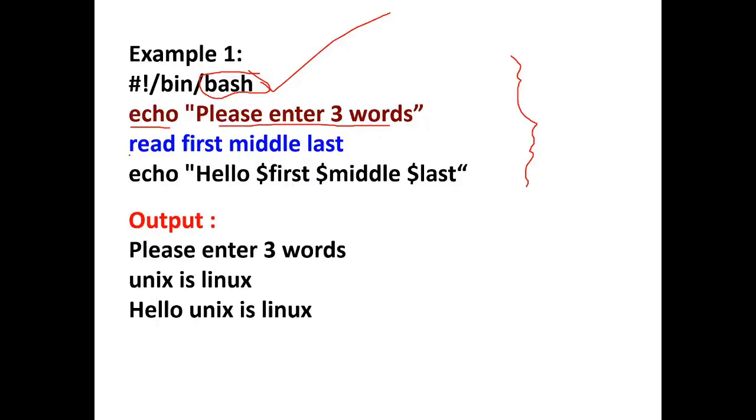Now you need to declare the variables where the input will be stored. So this is the read command, and these are your variables. First variable, second variable, and this is the third variable. So 3 variables you have declared where the 3 words will be stored. In the first variable, some word will be stored. In the second variable, some word will be stored. And in the third variable, some word will be stored.